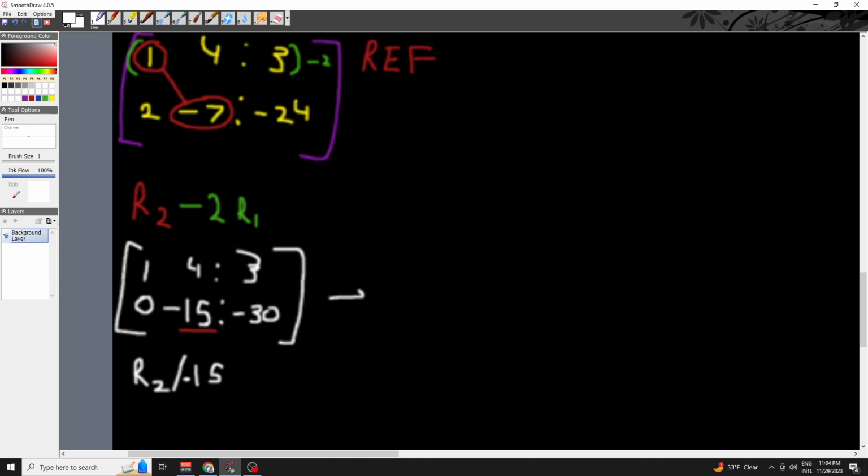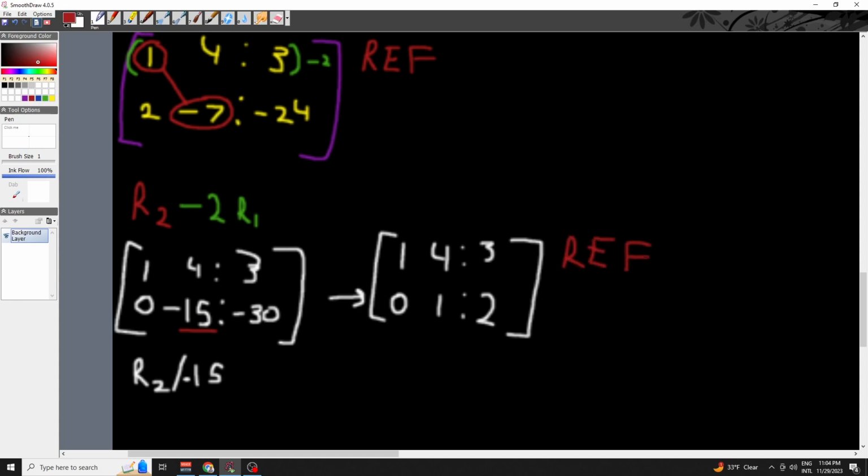And that will give us the result of 1, 4, 3, boring stuff, and then 0, 1, because we divide by -15. -15 divided by -15 is 1. And then 30 divided by -15 is going to be equal to 2. It looks like I did not make a mistake on here. This is the correct answer. This is row echelon form for number 3.